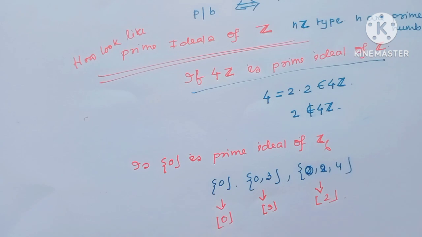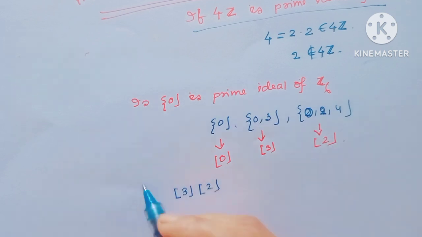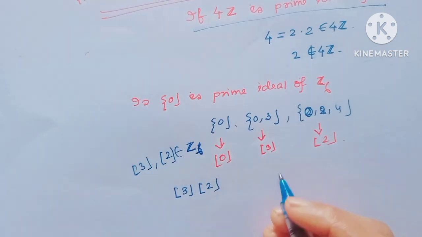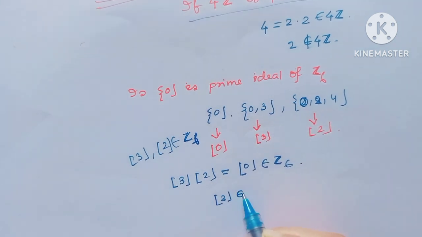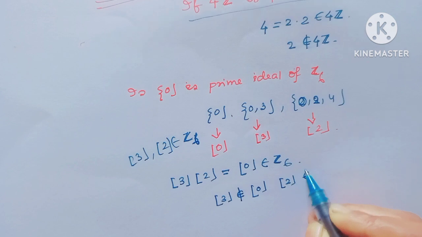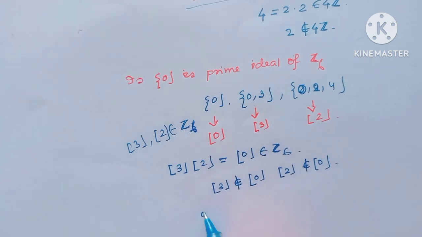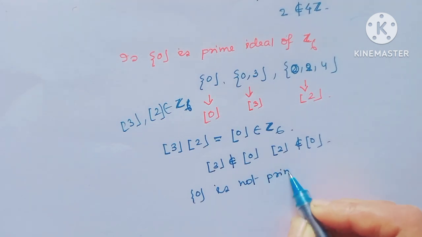Notice class 3 times class 2. Since class 3 and class 2 belong to Z6, class 3 times class 2 equals class 0, which belongs to the ideal 0. But class 3 does not belong to class 0. Also class 2 does not belong to class 0. That means the 0 ideal is not a prime ideal in Z6.